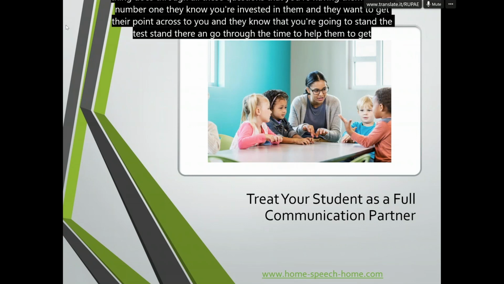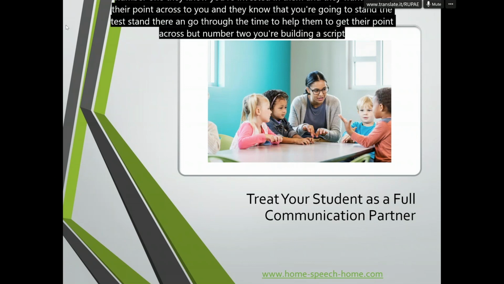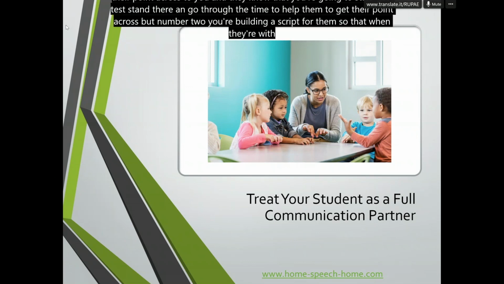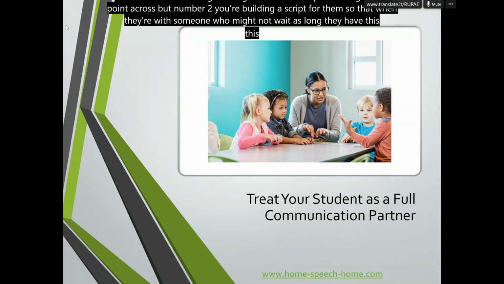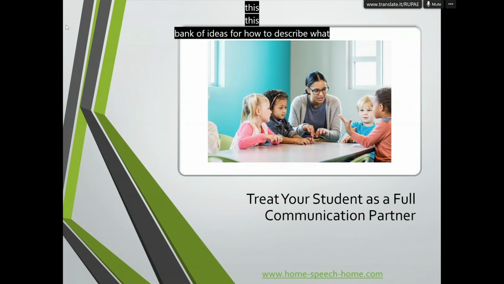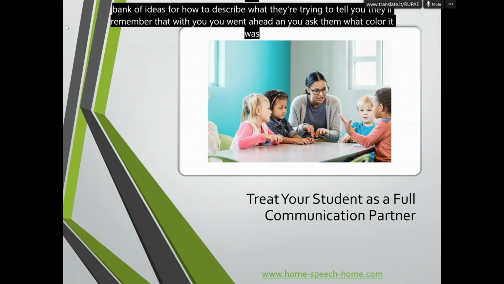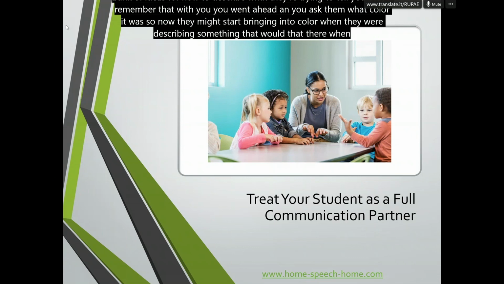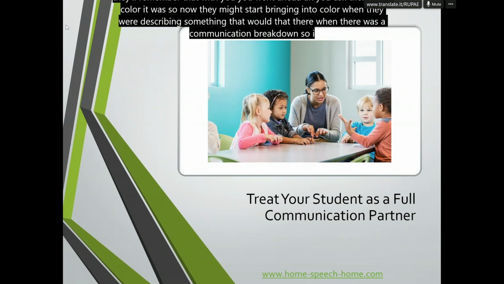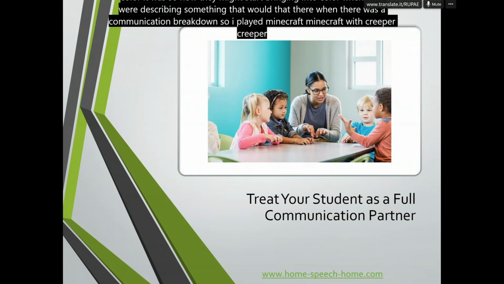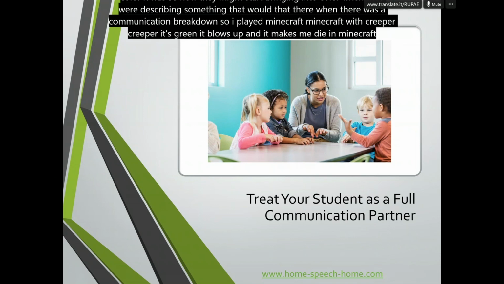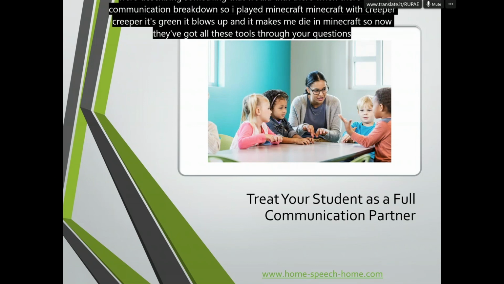But number two, you're building a script for them so that when they're with someone who might not wait as long, they have this bank of ideas for how to describe what they're trying to tell you. They'll remember that with you, you went ahead and you asked them what color it was. So now they might start bringing in color when they're describing something when there was a communication breakdown. So I played Minecraft with creeper. It's green, it blows up, and it makes me die in Minecraft. So now they've got all these tools through your questions over time that can help them to be successful in their next interactions.